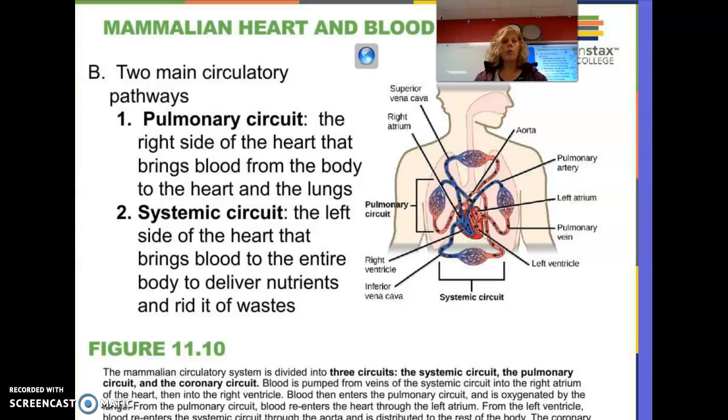We have the pulmonary circuit. So pulmonary means lungs. Whenever we talk about anything pulmonary, we're talking about the lungs. So this is the right side of the heart. It brings blood from the body to the heart and lungs. It's going to force it through that lung system. And then the systemic circuit is the left side of the heart that brings blood to the entire body to deliver the nutrients and oxygen and so forth, and all the things that are carried in the blood.